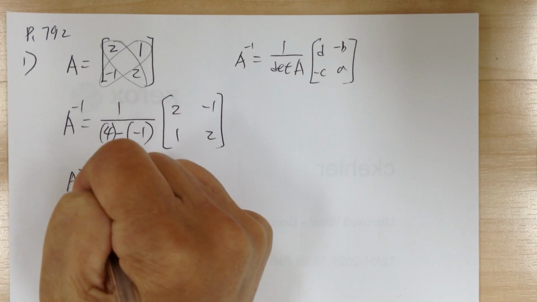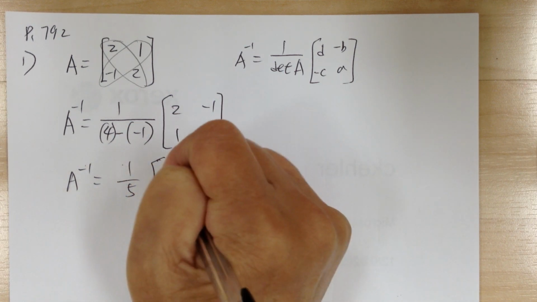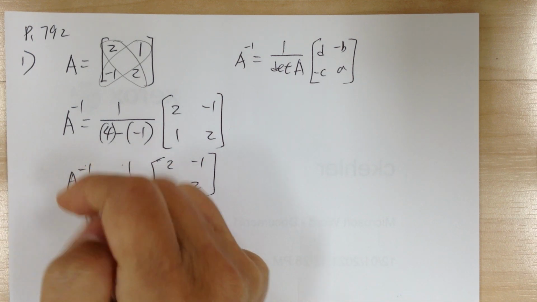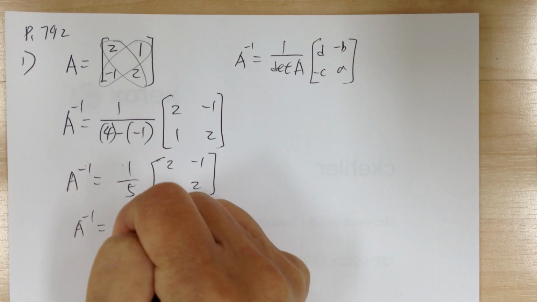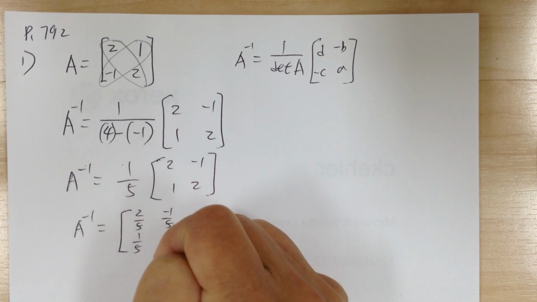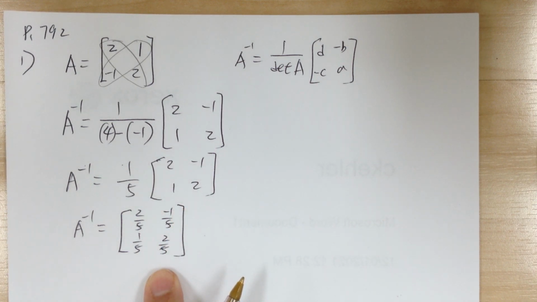So the inverse will equal 1 over 5 times [2, -1; 1, 2], and then you multiply out. So it would be 2 over 5, 1 over 5, negative 1 over 5, 2 over 5. And that would be the inverse.